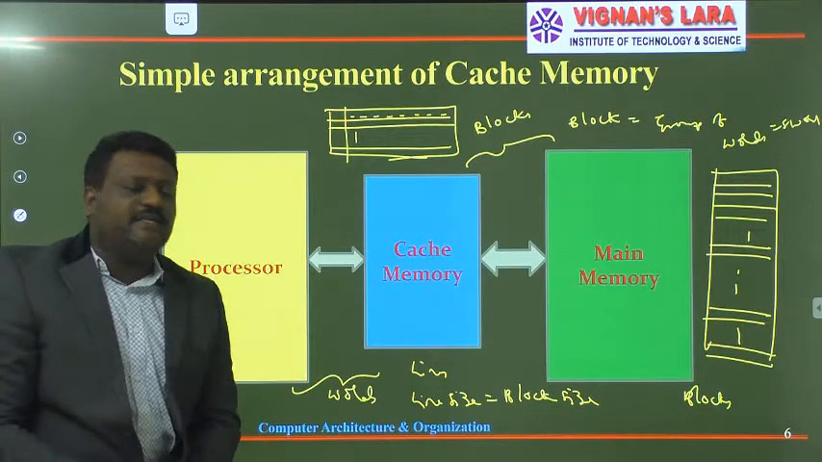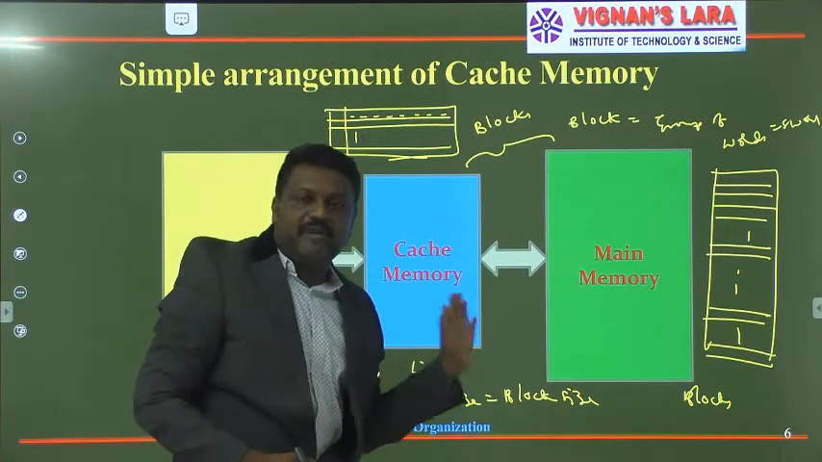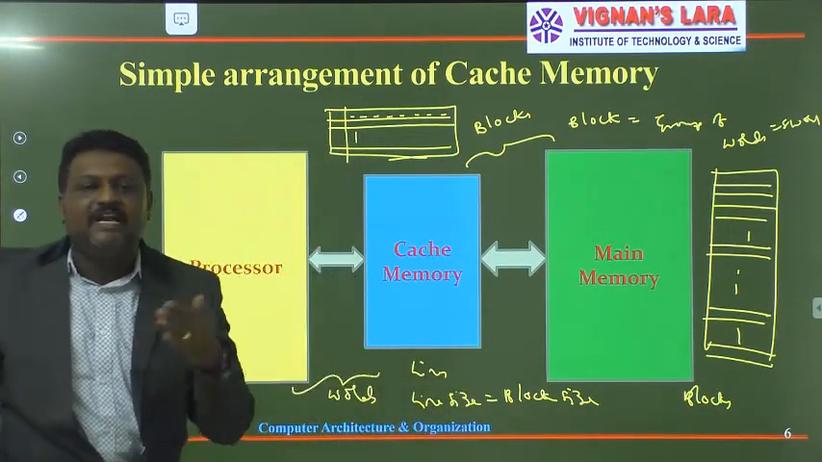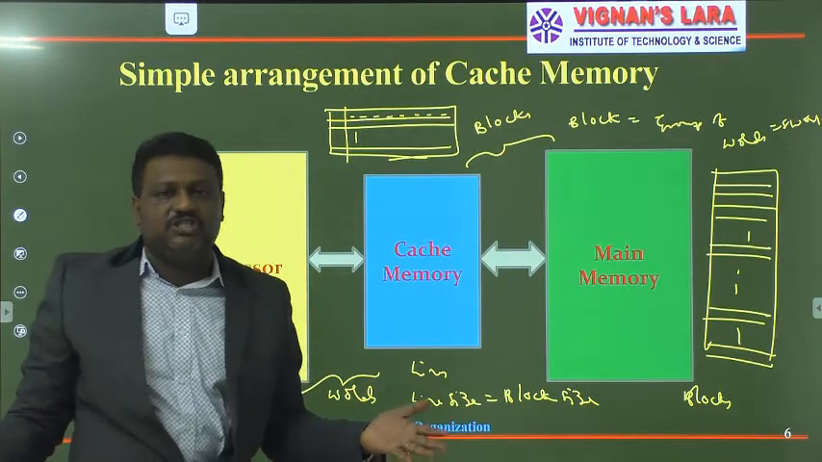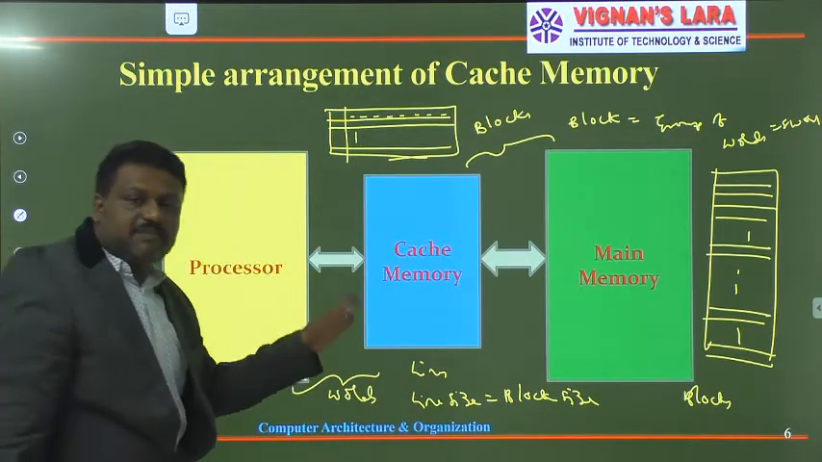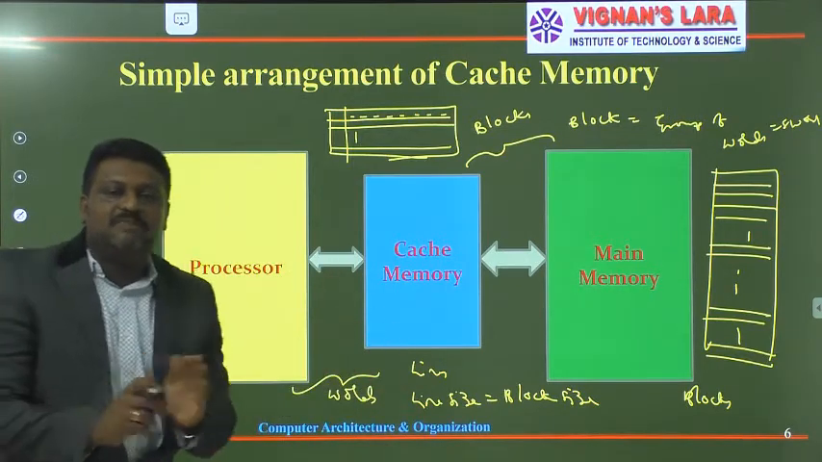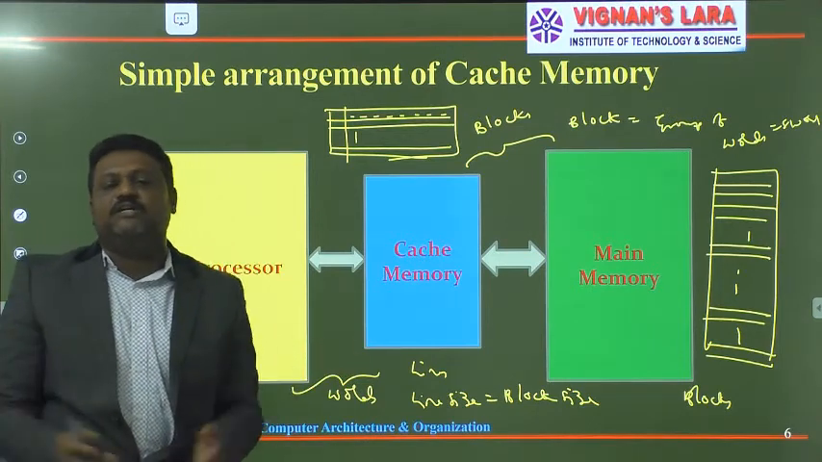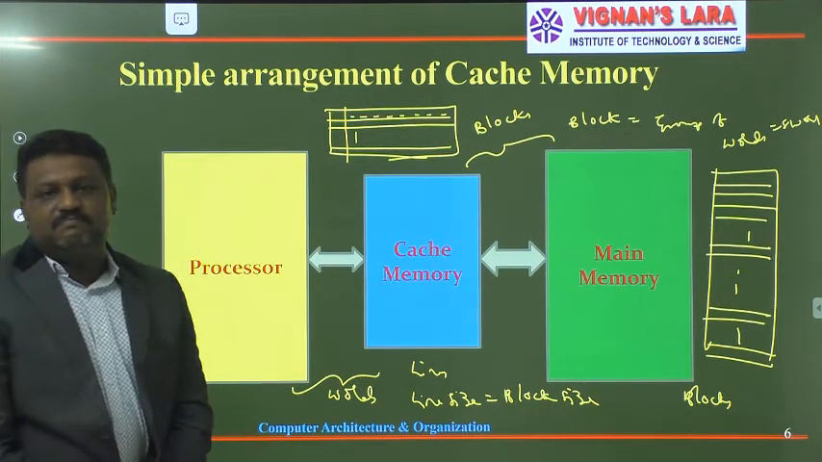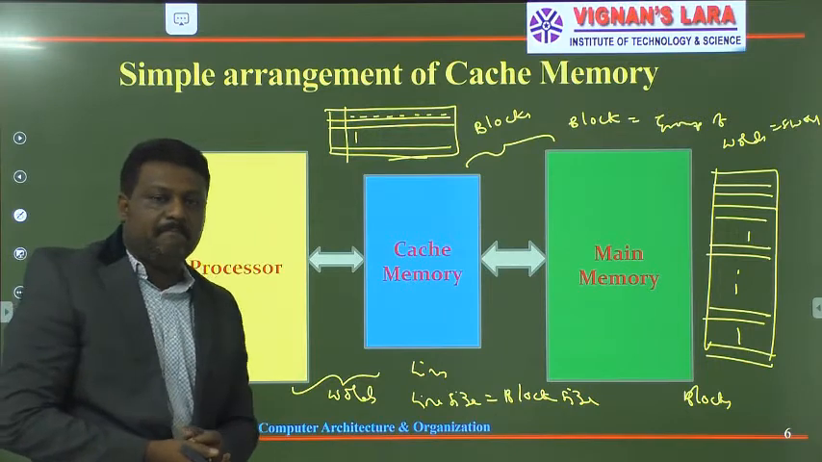That's why the important thing here is that the data transaction between main memory and cache memory is always done in terms of blocks rather than in terms of words. But the data transfer between cache memory and the processor is in terms of words, not in terms of blocks.